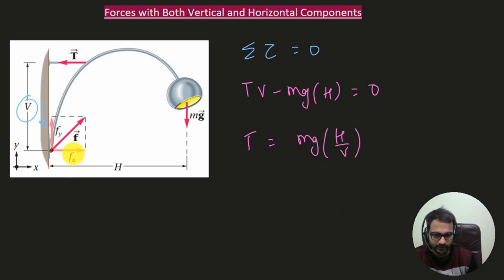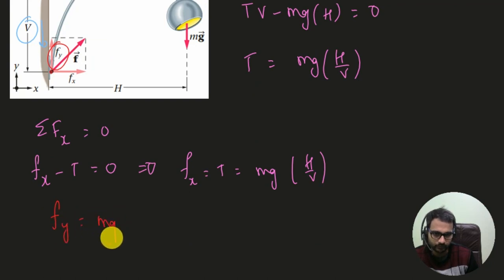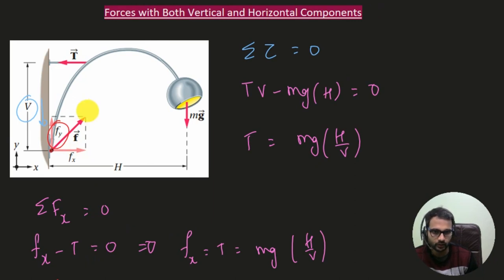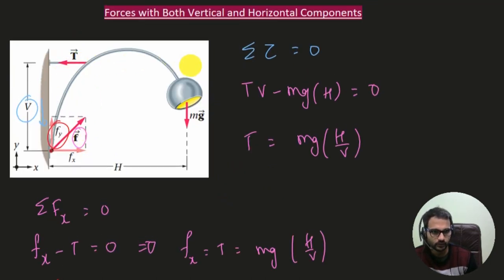Next, to find the x and y components, Fx and Fy, we can use net force equals 0. First the net force in the x direction equals 0. In the x direction, we have only two forces, Fx and T. So Fx minus T equals 0, and from here Fx equals T, which is mg h by v. So we have obtained Fx. Now to find Fy, we use the condition that the net force in the y direction should be 0. Here we have only two forces, Fy in the upward direction and mg in the downward direction. So clearly Fy equals mg. That is, the vertical component of this force balances the weight of the lamp, and the horizontal component balances this tension force T.